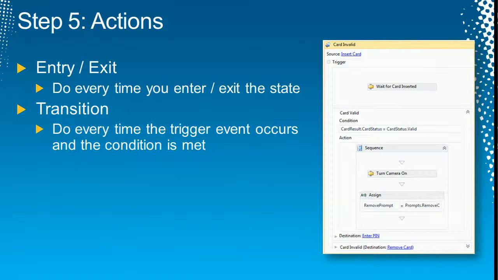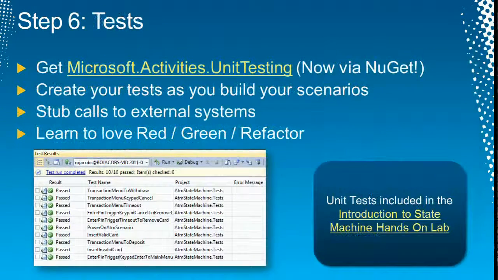That's the kind of thing. There's an example where I did it in the action for the transition. So I wait for the card to be inserted. If the card's valid, I turn the camera on, that kind of thing. Then, of course, the unit tests.